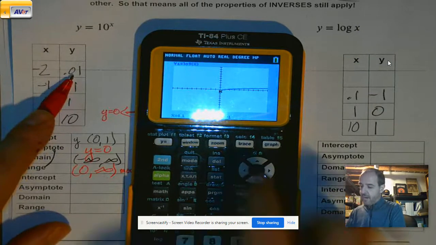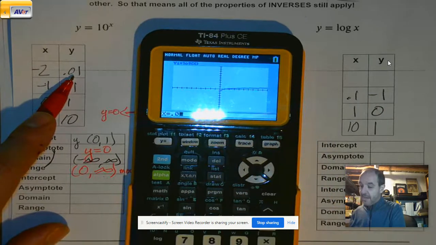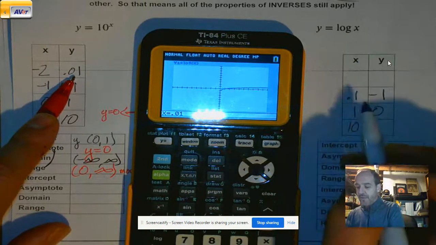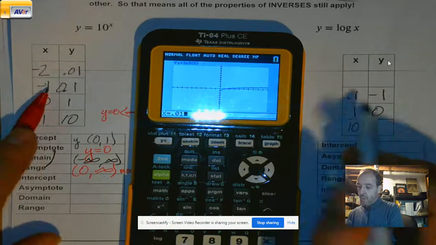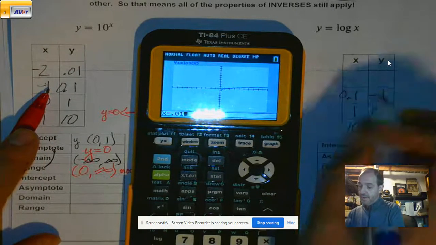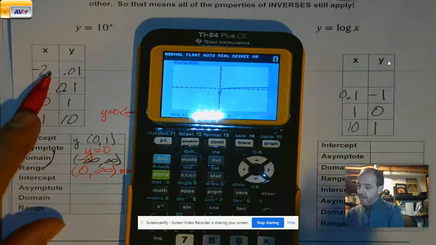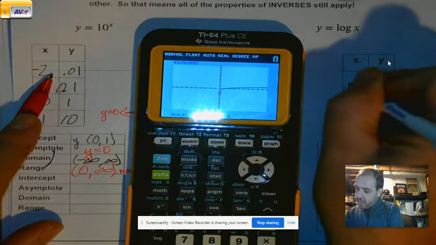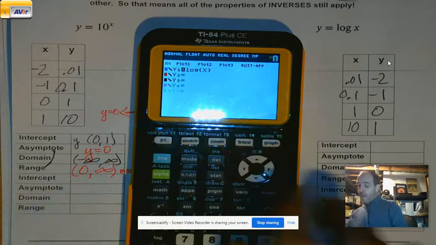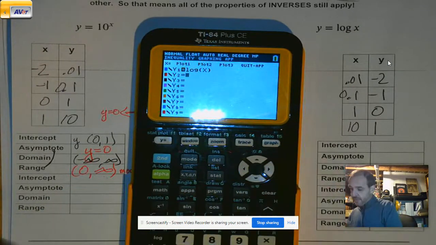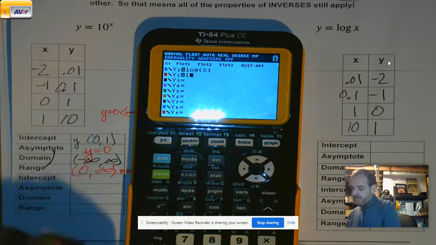You know what I'm thinking, right? Trace. Again, I'm just changing the x and y values. They're all swapping. 1 and 10 swapped. 1 and 0 swapped. 0.1 and negative 1 swapped. And yes, you know it, negative 2 and 0.01 swapped. They're inverses. Another way I can show you that they're inverses. Let me do this for you. Let's pull this back up.